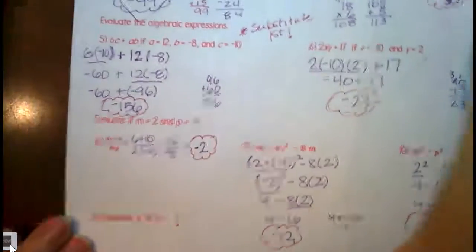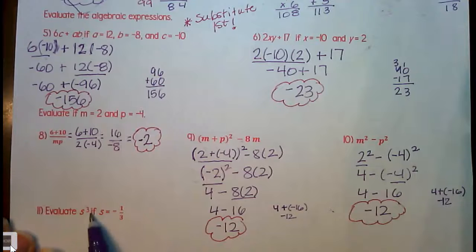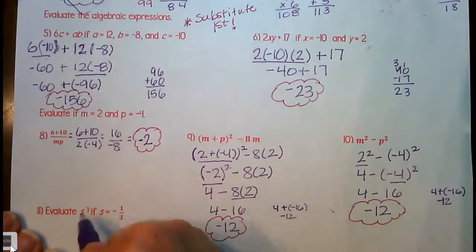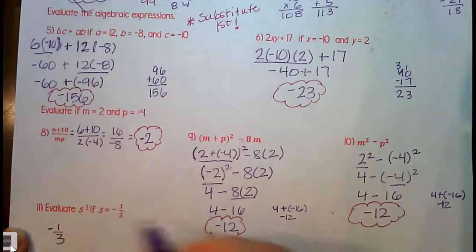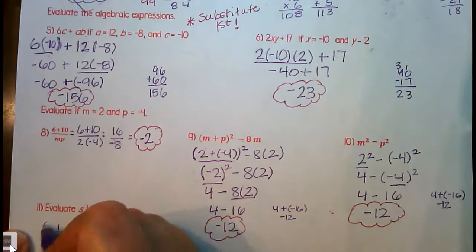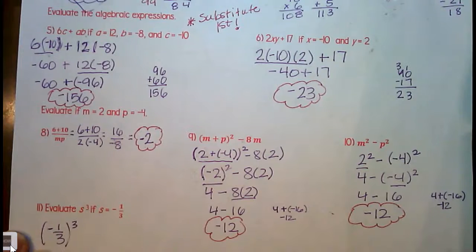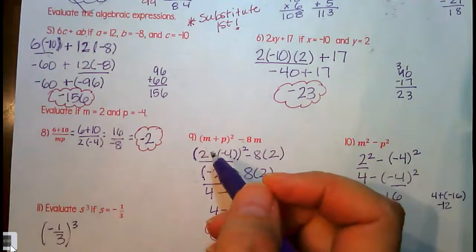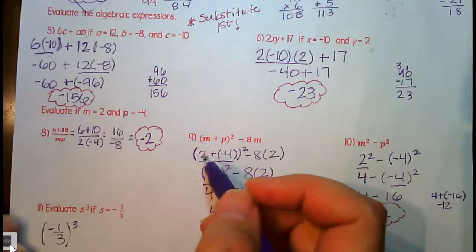All right, for our last one, this one says evaluate s cubed if s equals negative 1/3. So that is telling us s, which is negative 1/3. Now all of that needs to be cubed, not just the 1/3, but the negative. So you're going to have to put it in parentheses and put your exponent here. Otherwise, you would just do 1/3 times 1/3 times 1/3. And then put a negative. That doesn't always work, so don't get in the habit of it.